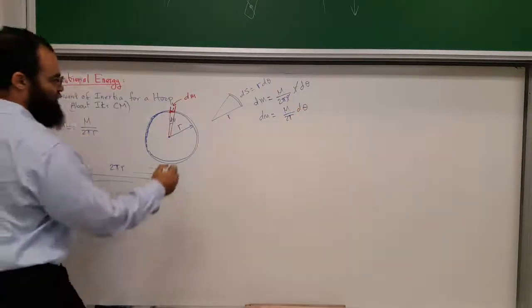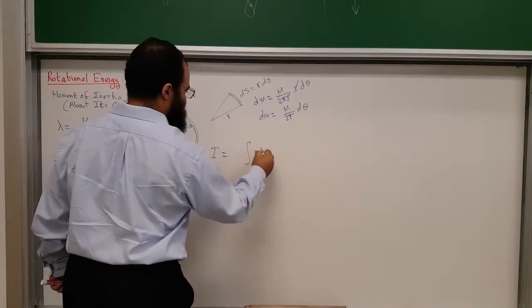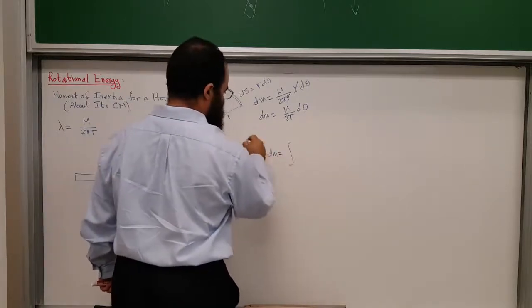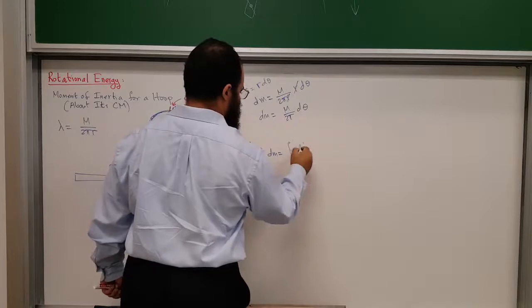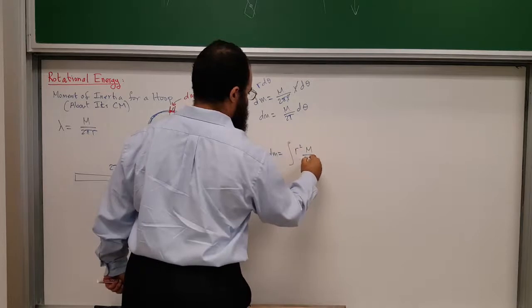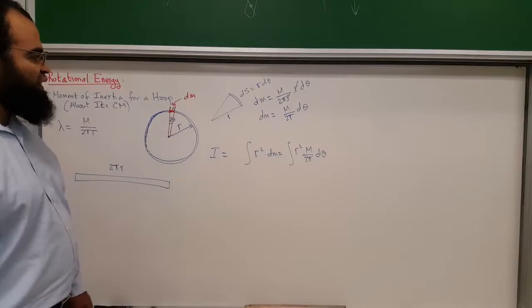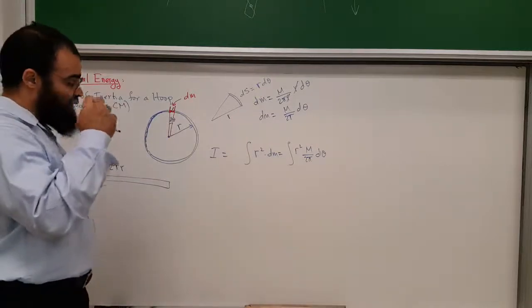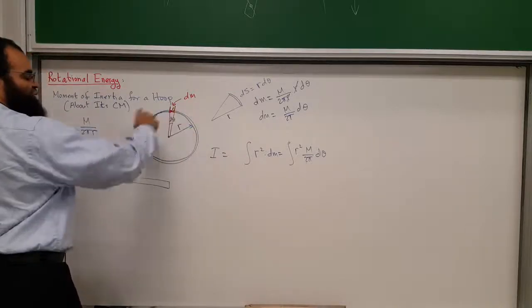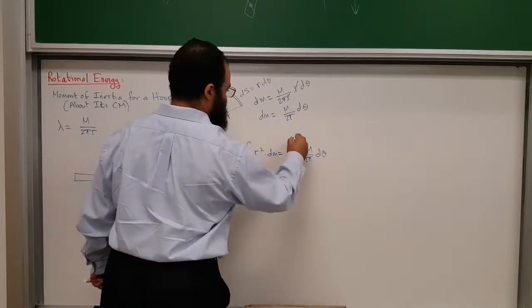So let's calculate the moment of inertia. The moment of inertia would be the integral of r squared times dm, and I will write the limits in a moment. r squared times, what's dm? It's m over 2 pi times d theta. Now, how does theta run? It runs from where to where? Well, if you start here, to account for all the mass you have to go around the circle once. So you have to go from 0 to 2 pi.